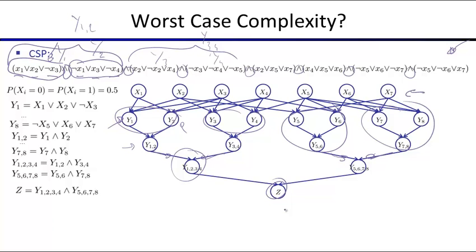Every variable has at most 3 parents in this Bayes net. So what that means is that this Bayes net, because every variable has at most 3 parents, is small.